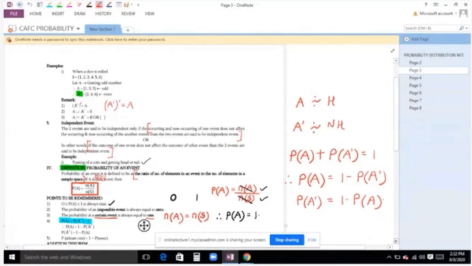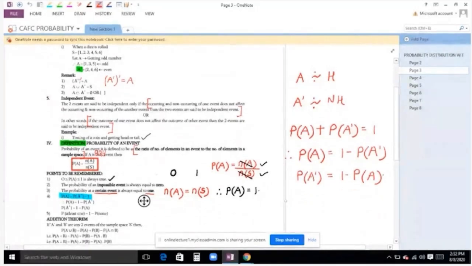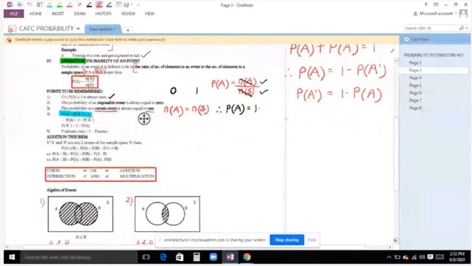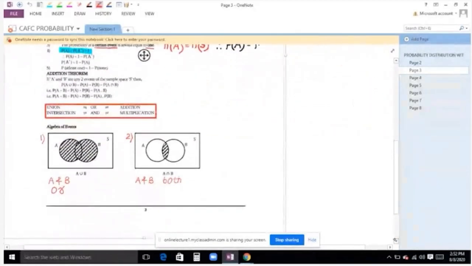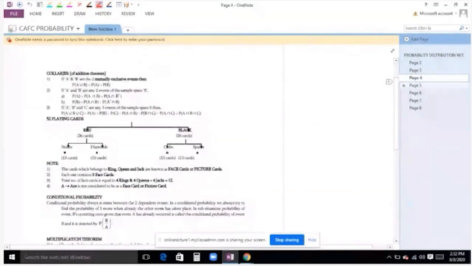So, in the last lecture, we started studying the term algebra of events, and we studied that there are two important algebra of events.